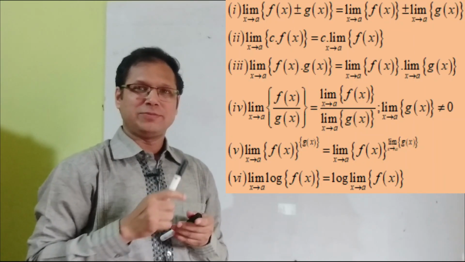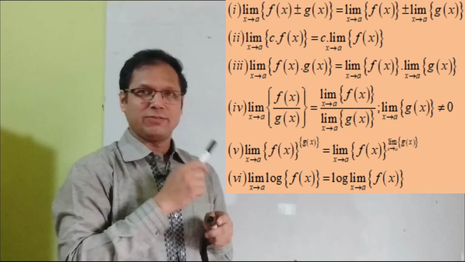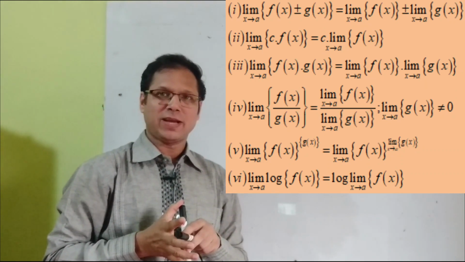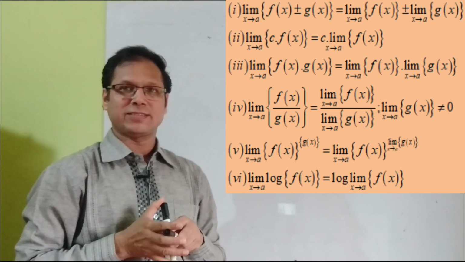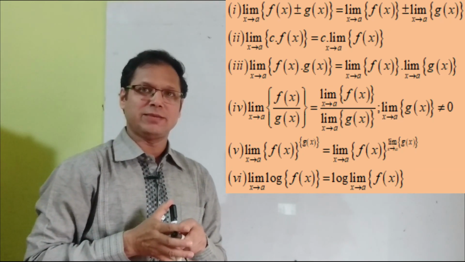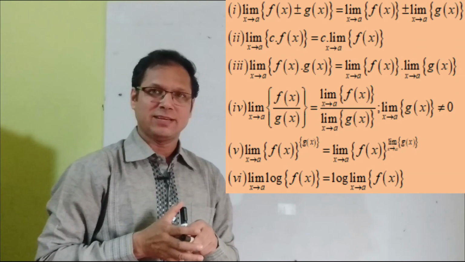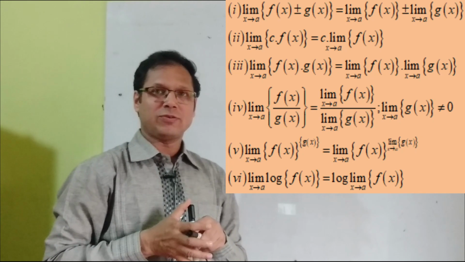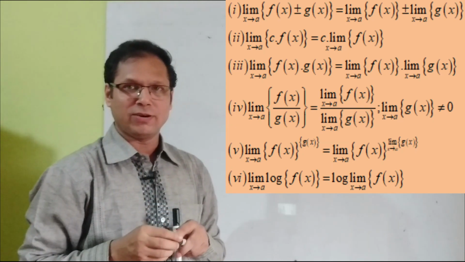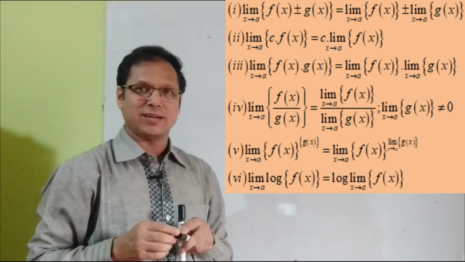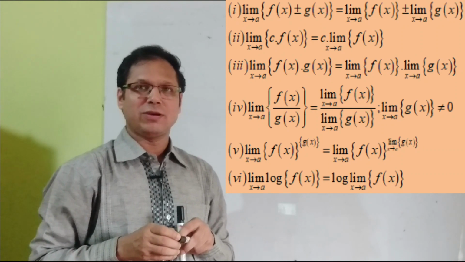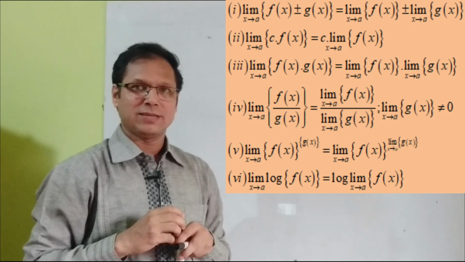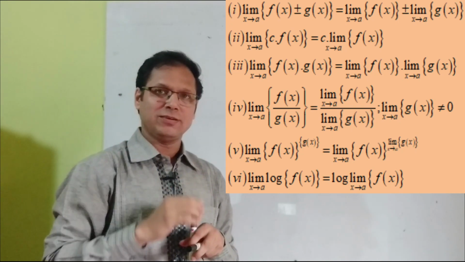Now we will take some algebraic properties about the limits. You read the first one, that is given limit x tends to a f(x) plus minus g(x) can be written as limit x tends to a f(x) plus minus limit x tends to a g(x). Individual limit can be taken. Now we read the second one. If a constant is multiplied with the function, that is c is constant, limit x tends to a c into f(x) can be written as c into limit x tends to a f(x). That is, the constant should be outside the limit.